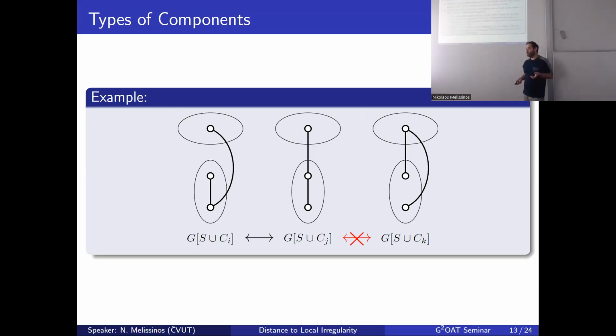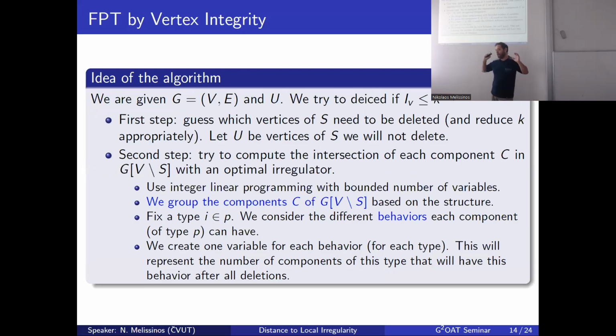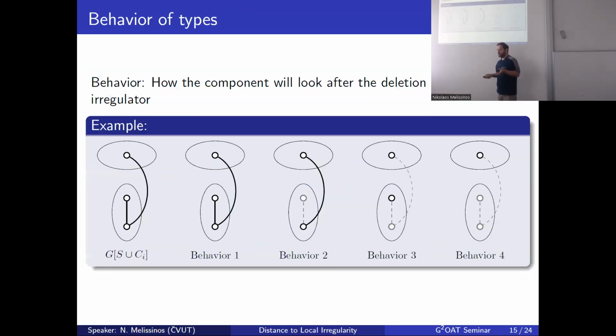Now, we want to define some behavior of the components of the same type. So how can we do that? Looking again at this specific kind of component, the behaviors that we have are four: I'm not deleting any vertex of the component, I'm deleting just the top vertex of the component, I'm deleting just the bottom vertex of the component, or I'm deleting both of them.